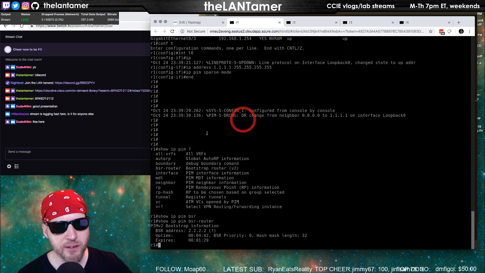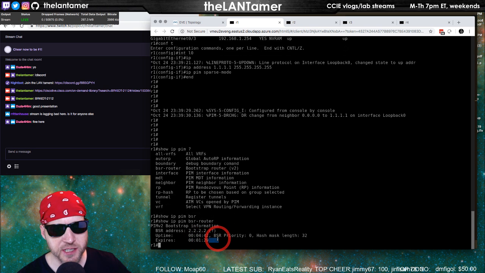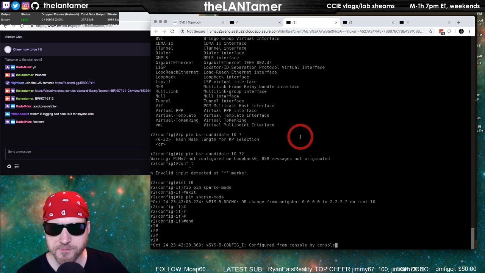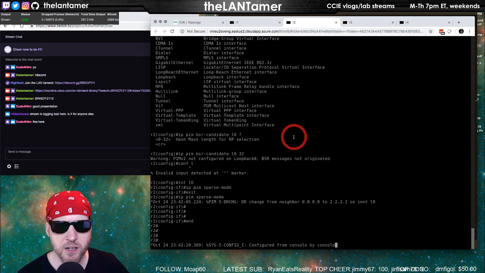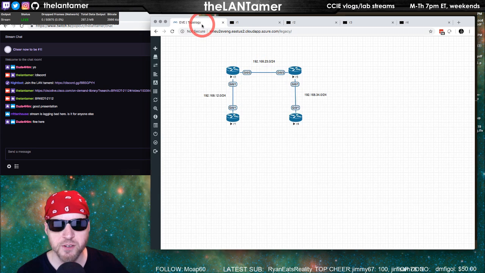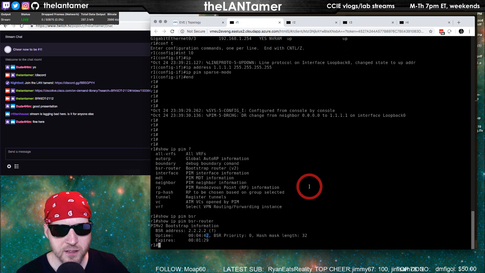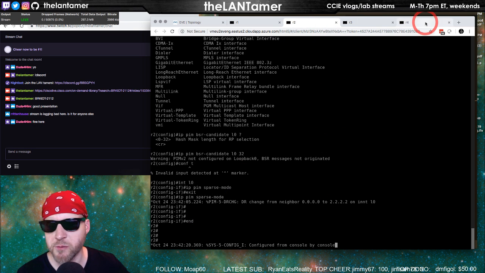Okay, so here we have the... We know the default expiration is, I think, 150 seconds, right? I think we just read that. But the uptime, we have the BSR address. Now, how did it determine that BSR address? Oh, because we told it loopback 0, right? Okay, just making sure. Okay, so PIM2, everybody knows about the bootstrap information, or they should.